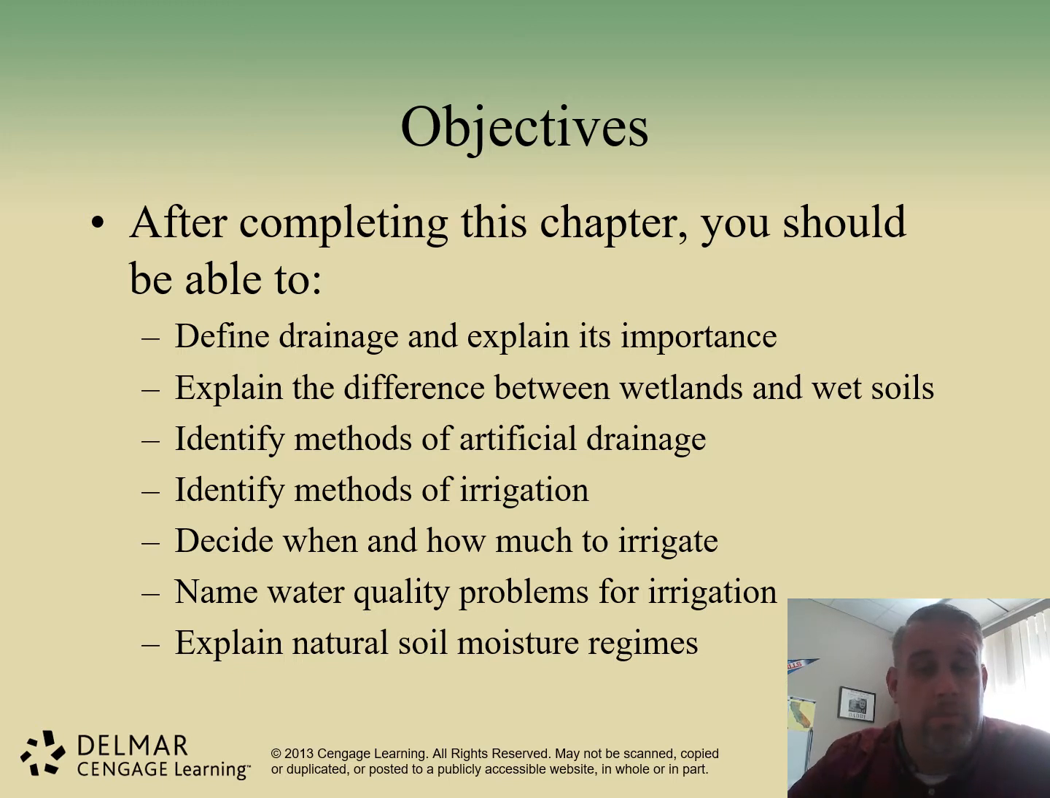After we complete this chapter, you should be able to understand drainage and why drainage is important for soils, be able to explain the difference between what a wetland is and what a wet soil is, how to utilize artificial drainage, different methods of irrigation, try to figure out how much to irrigate, and water quality problems that you can face in irrigation.